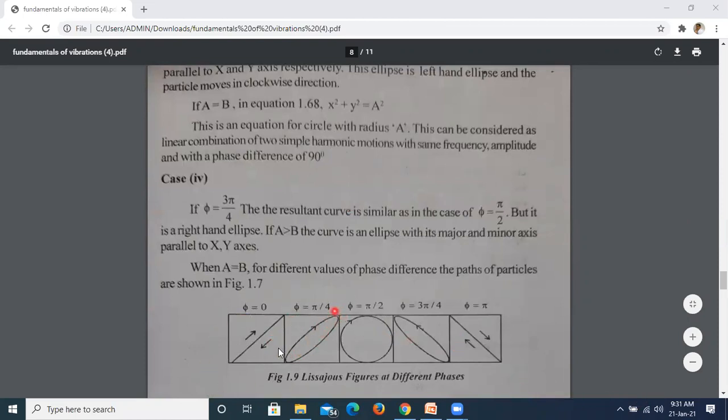For phi equal to pi by 4 phase difference, you will get the oblique ellipse like this. So that lies in the first and third quadrant. For the phase difference phi equal to 3 pi by 4, here also you are getting the oblique ellipse, but it is in the second and fourth quadrant. Here you observe the ellipse is in this direction, clockwise direction. Here the oblique ellipse is in anti-clockwise direction.